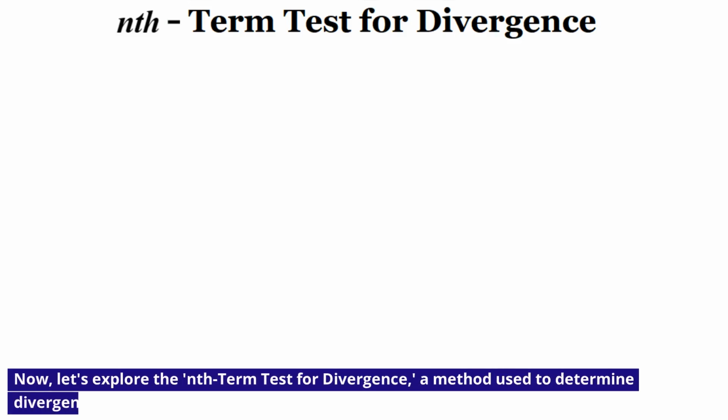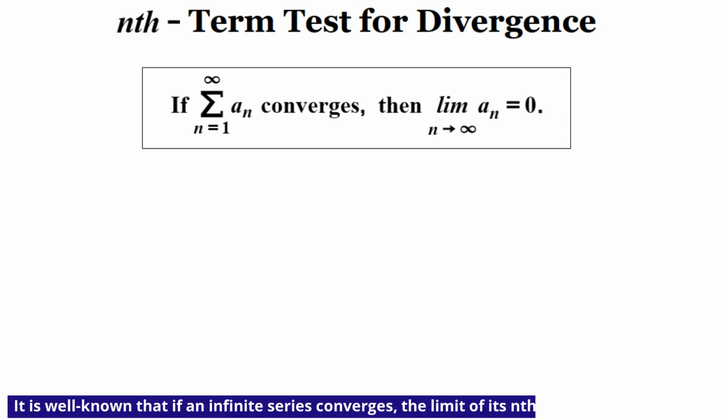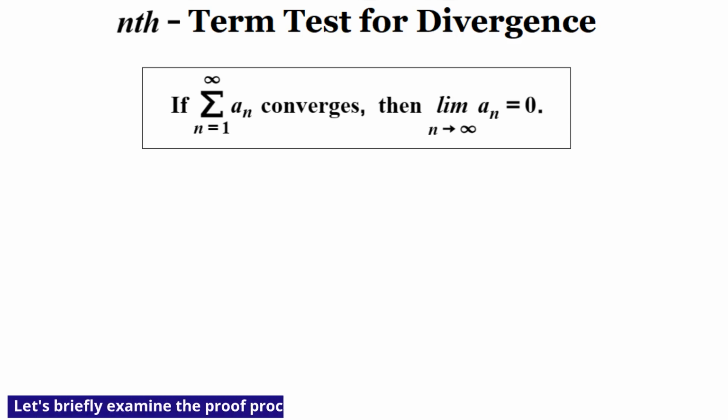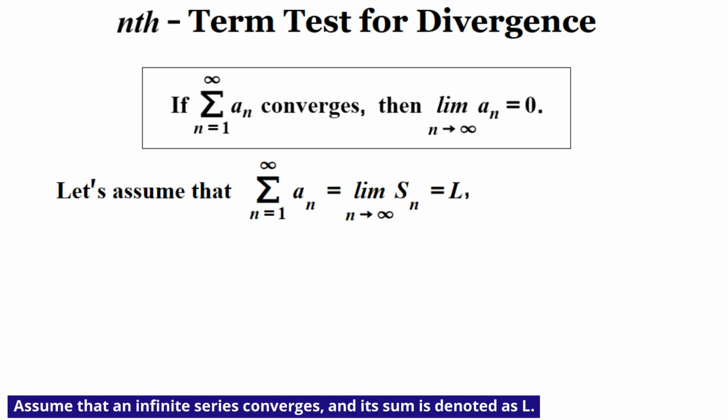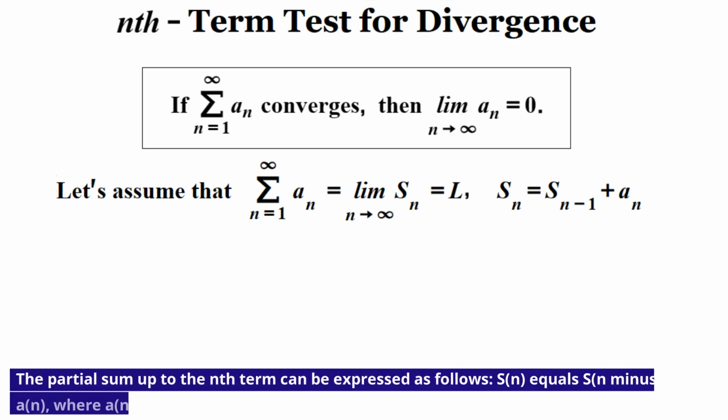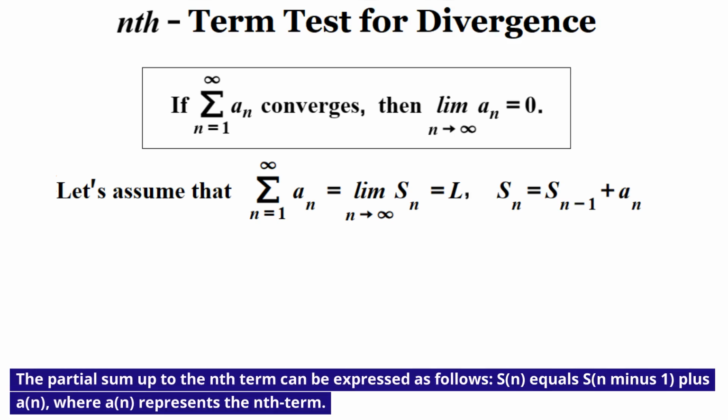Now, let's explore the nth term test for divergence, a method used to determine divergence. It is well known that if an infinite series converges, the limit of its nth term is 0. Let's briefly examine the proof process. Assume that an infinite series converges, and its sum is denoted as L. The partial sum up to the nth term can be expressed as follows: Sn equals Sn minus 1 plus An, where An represents the nth term.